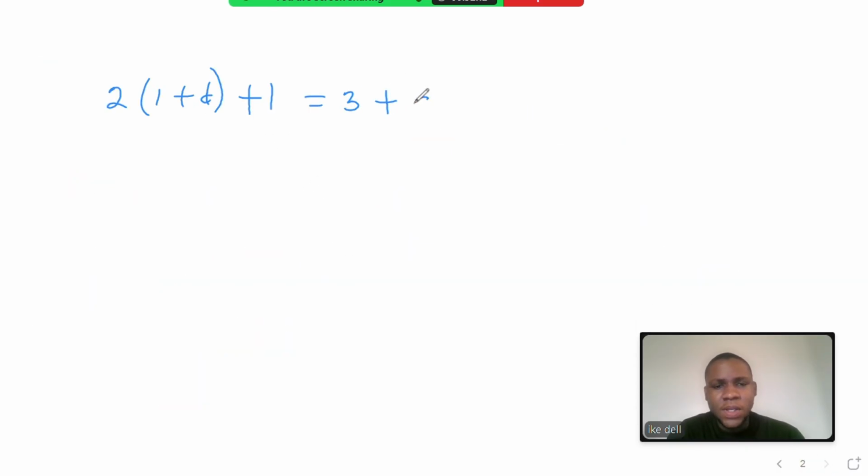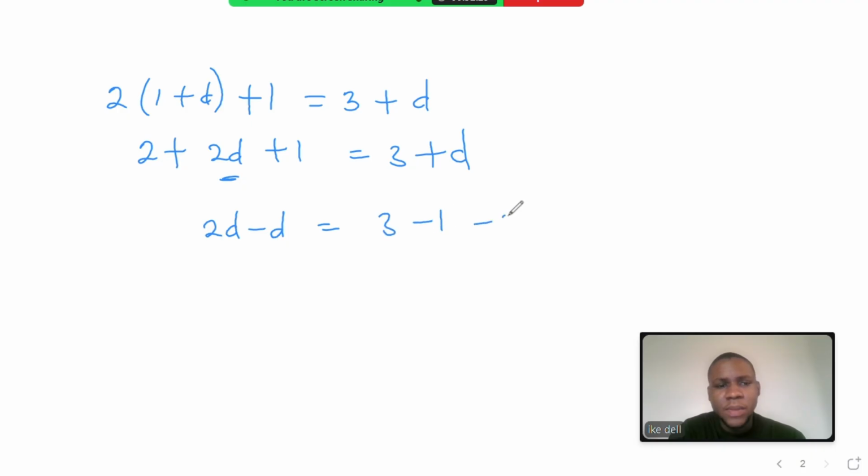Equals 3 plus D. Opening up this bracket would have 2 plus 2D plus 1 equals 3 plus D. I mean, this is all maths from here, right? So let's bring this here. 2D minus D equals 3 minus 1 minus 2. So this means that D equals 3 minus 1 is what? 2 minus 2 is 0. Is that right? What is going on?